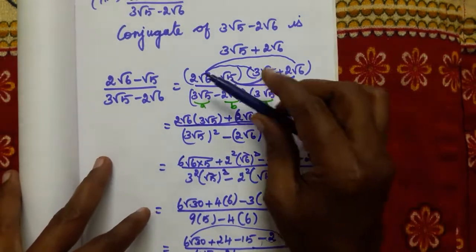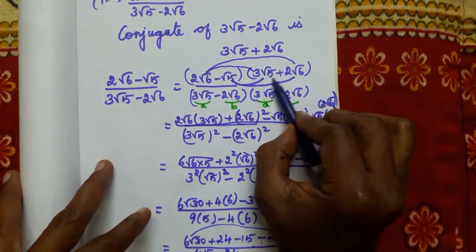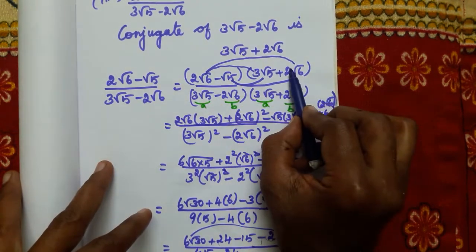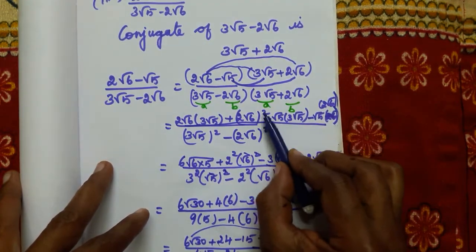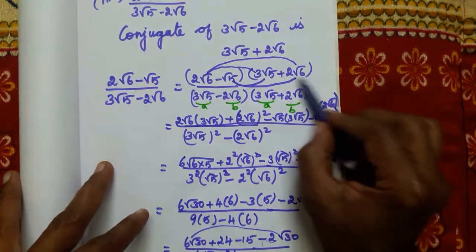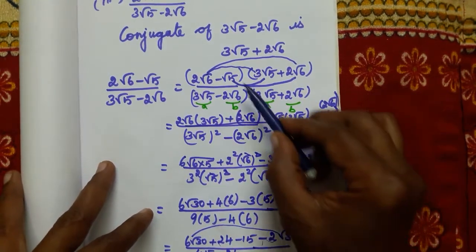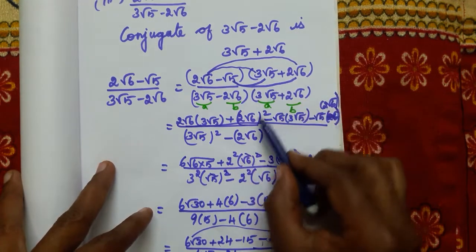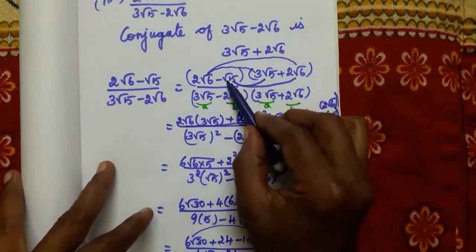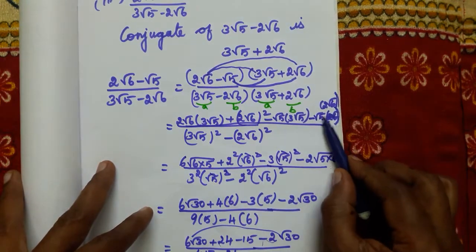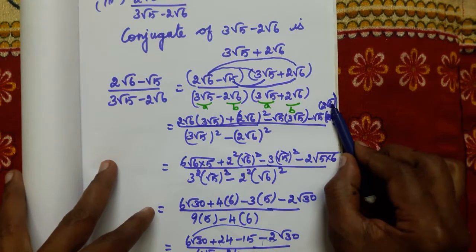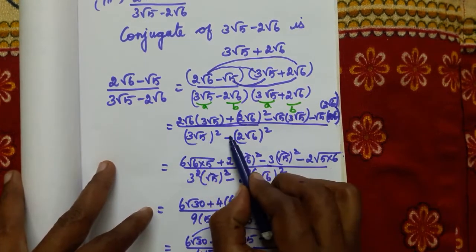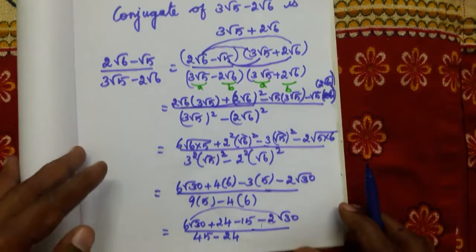So, we are getting 2 root 6 into 3 root 5. Next, plus 2 into 2 is 4, root 6 the whole square, 2 into root 6 the whole square. Minus root 5 multiplying with 3 root 5, minus root 5 into 2 root 6. What are we getting in the denominator? 3 root 5 the whole square minus 2 root 6 the whole square.